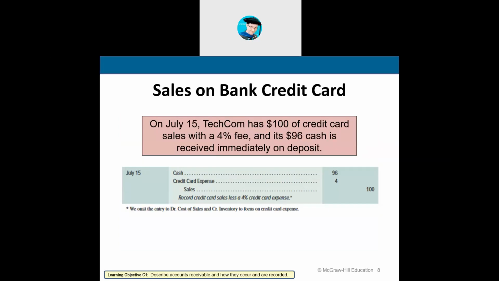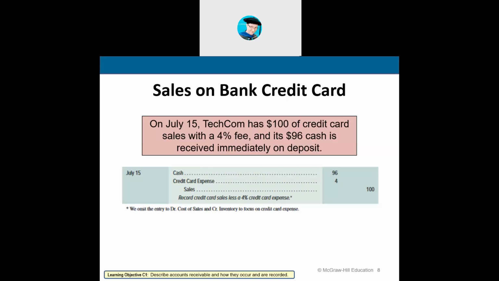What about when they go to pay? Okay. On July 15th, our company has $100 of credit card sales with a 4% fee. I hate the fee. In other words, we received $96 in cash, and we have to pay a 4% credit card fee to the processors.